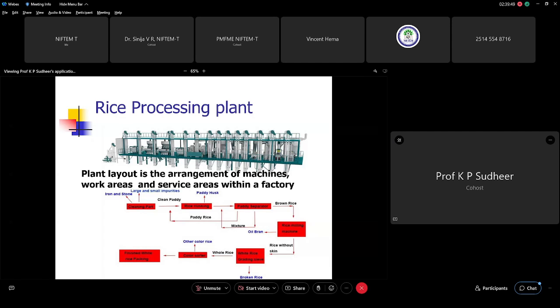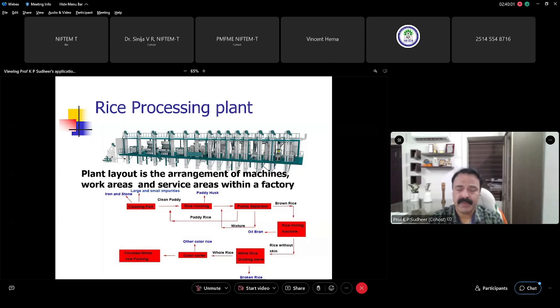And starting from the shelling zone onwards, up to the color sorter, it will be arranged in a straight line layout. So what is this layout? The usual layout, the product layout, is what is usually arranged in the rice milling plant. That is why I am not going to mention the other layout systems.